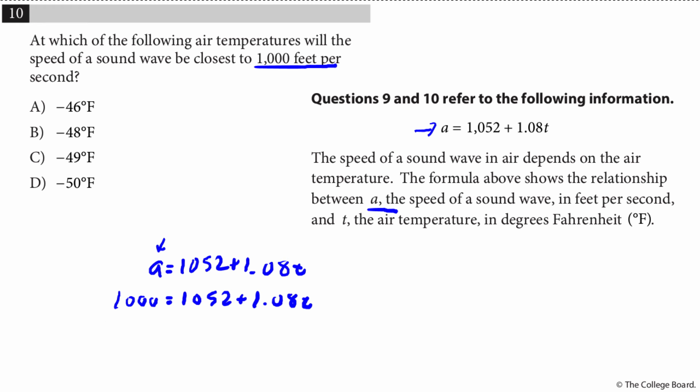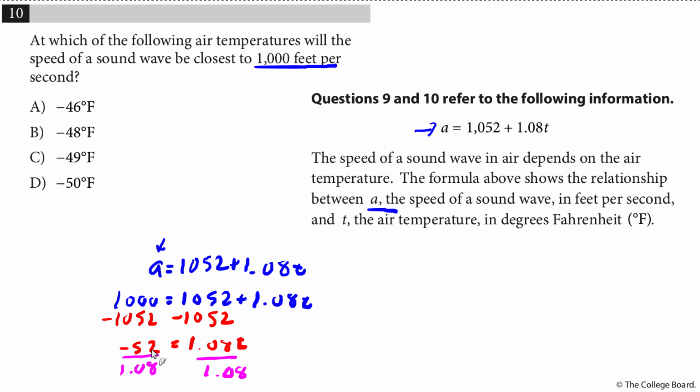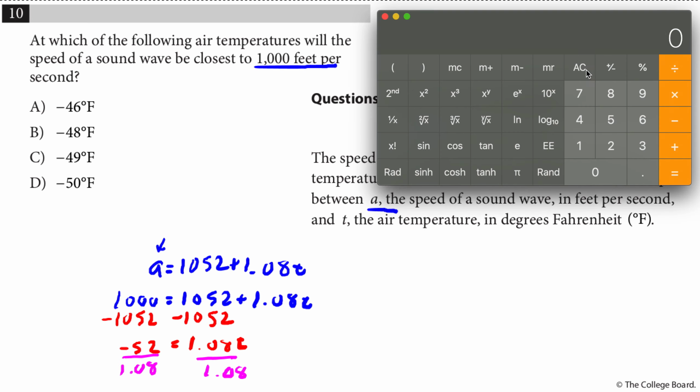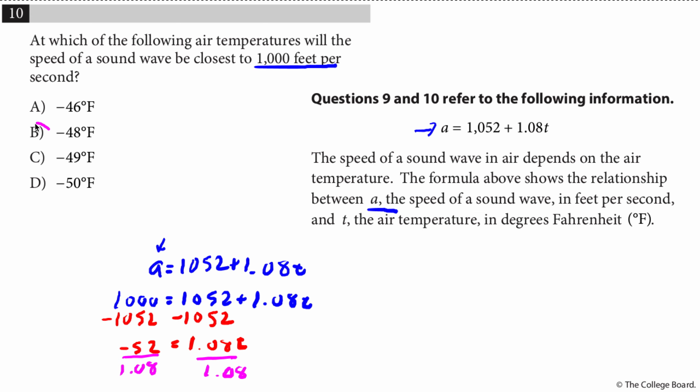Subtract 1052 from both sides. Get negative 52 equals 1.08t. And divide by 1.08. Now I could try to guesstimate. I know this is going to be a little bit more than negative 52, but it's a calculator problem. Let me grab that calculator. We have negative 52 divided by 1.08. There we go. So negative 48.15-ish. The closest one here is negative 48 degrees Fahrenheit.